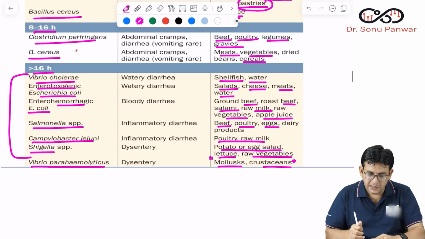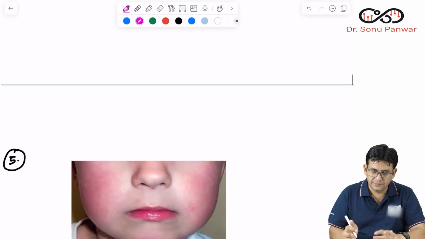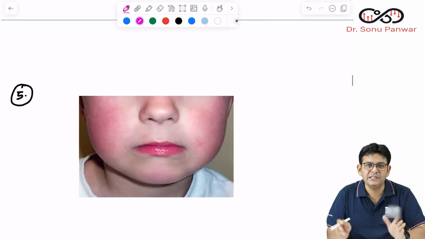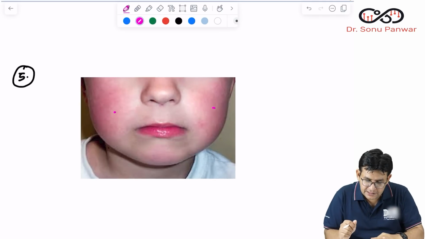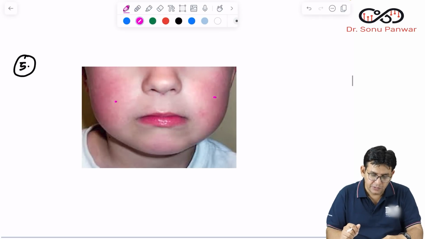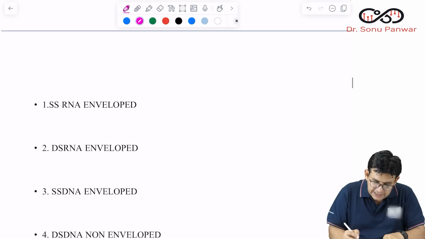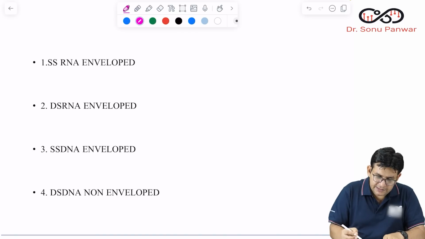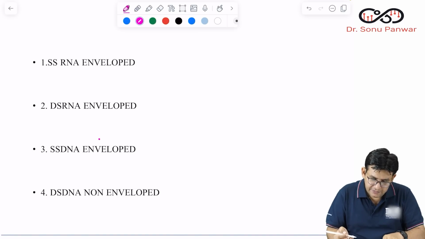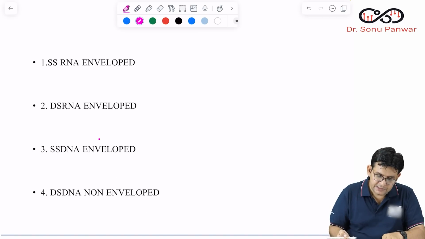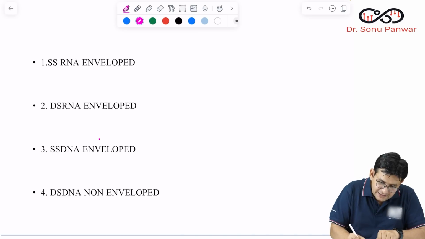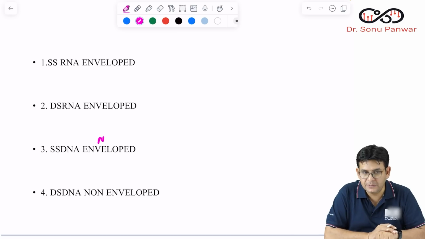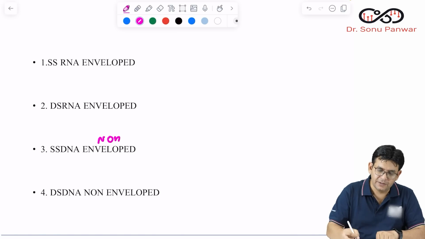Now coming to the fifth one. As you can see, these beautiful cheeks are being slapped, and this is parvovirus. Parvovirus is what? It's a single stranded DNA virus, and it is non-enveloped. None of the options gives that answer, so this might be the answer if I make it non-enveloped. Single stranded DNA, non-enveloped is the answer.